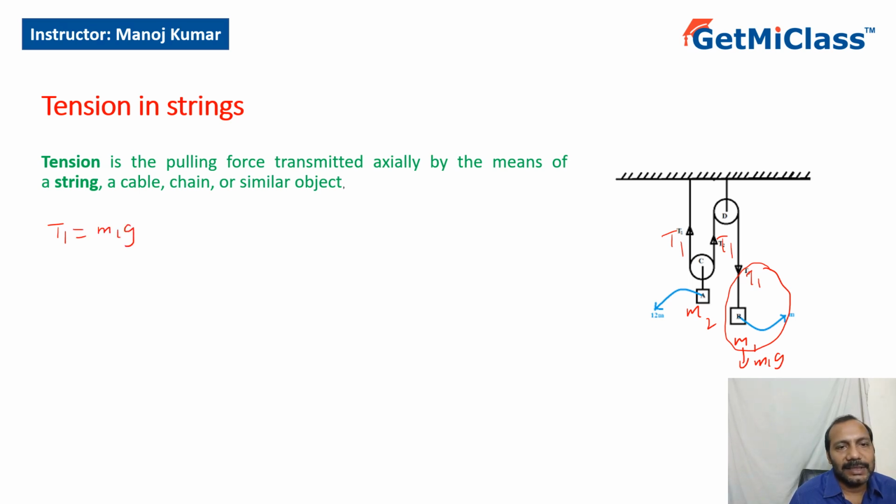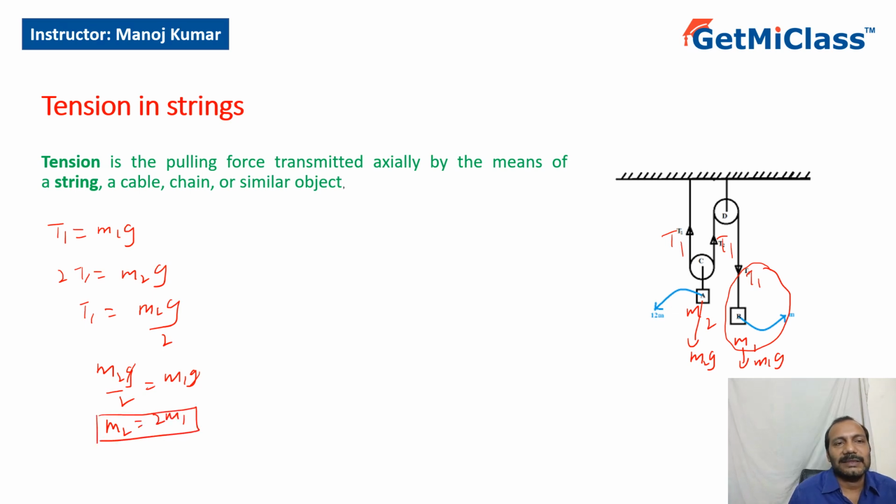Now let me come to the next part, M2. The downward force is how much? M2G. And the upward force is how much? 2T1. So I have 2T1 equal to M2G, or T1 would be equal to how much? M2G by 2. If the system is in equilibrium, I can say M2G by 2 equal to M1G, or I can say M2 equal to how much? 2M1. So I can find the ratio of the masses from this situation.